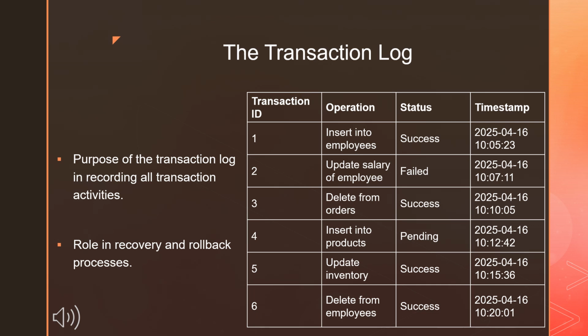If the system crashes or any failure happens, the database can use the logs to restore data to a consistent state. It also helps in auditing and tracking changes made over time. In short, transaction management ensures that your database behaves reliably and predictably, and the transaction log acts like a backup trail that helps in recovery and tracking.